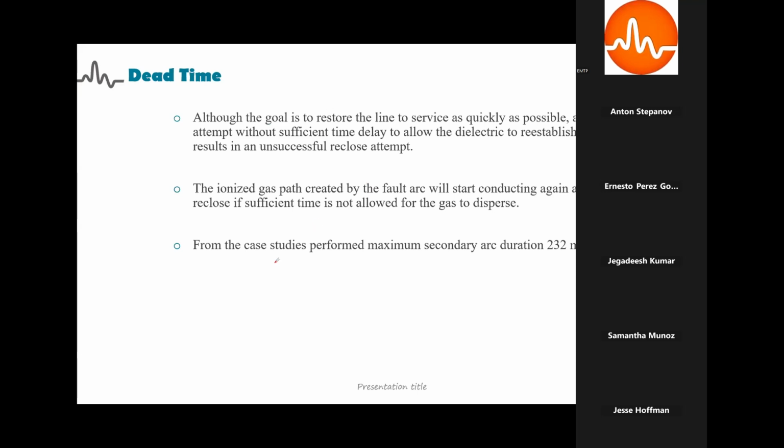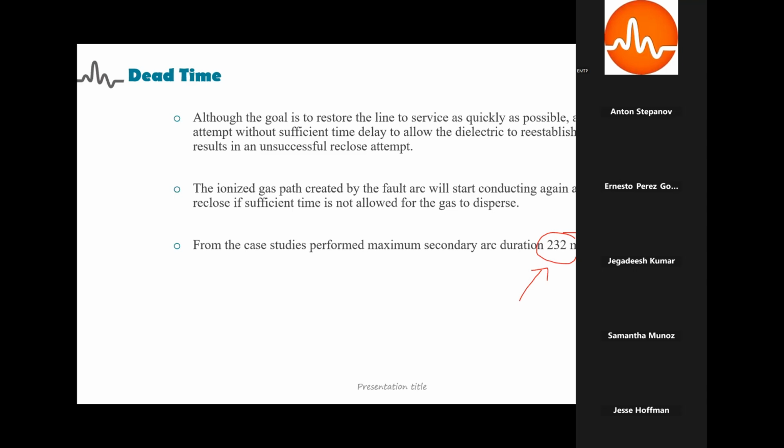Once the maximum arcing time is computed, we can go on and decide the dead time setting for the circuit breaker. As said earlier, even though we want to quickly reclose and improve stability, we cannot close before the extinction of the arc. So the maximum arcing time is equal to the minimum dead time. 232 milliseconds is the maximum arcing time. We can have any value above 232, but any value below 232 is not permitted.